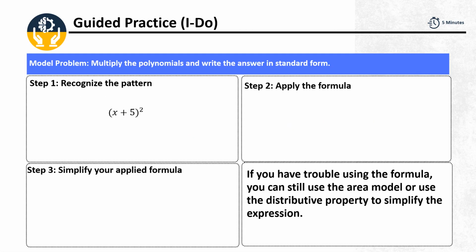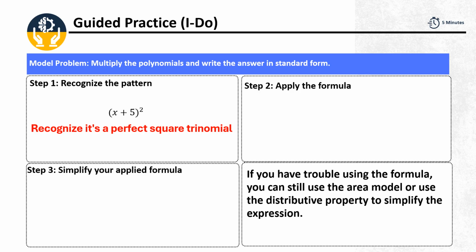So now let's give it a try. So the instructions here are to multiply the polynomials and write the answer in standard form. My first step is to recognize this pattern, in which case they give me (x + 5) squared. I already see that they only give me one binomial, and that it's to the power of 2. And so I can recognize this from my key terms as a perfect square trinomial.